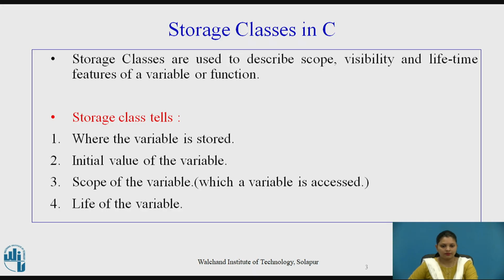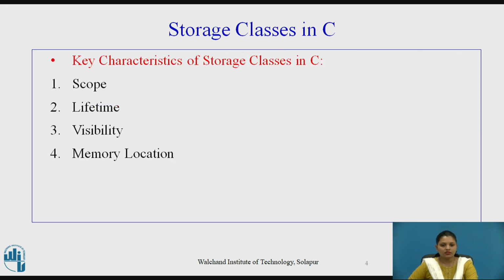Next, we will see key characteristics of storage classes in C. The first characteristic is scope. Scope defines where a variable can be accessed in the program. For example, local variables are used only within a specific function, and global variables can be accessed from any part of the program.